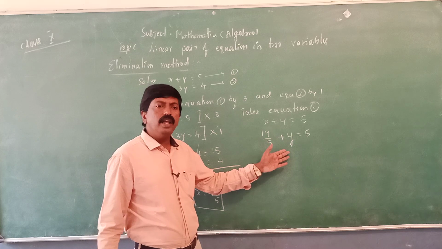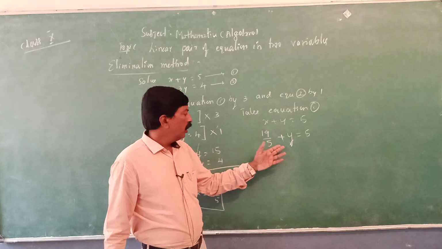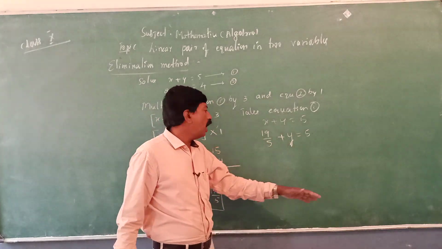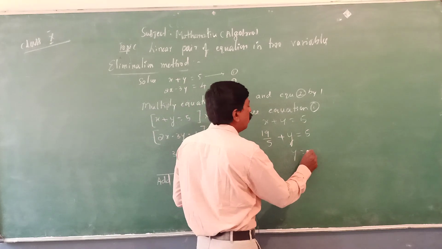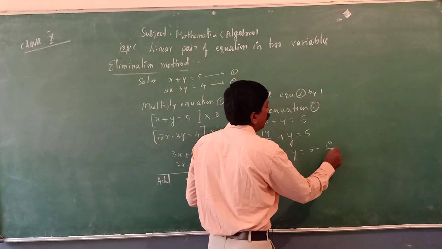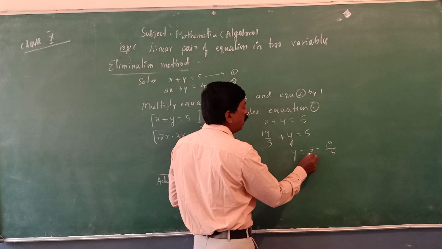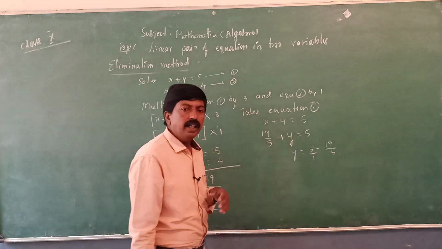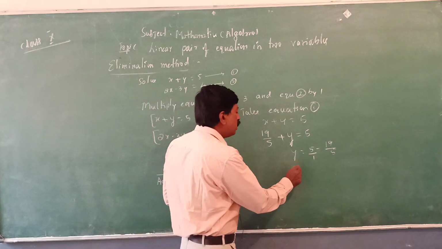Now we got a linear equation with one variable. Transpose 19 by 5 to RHS. So y is equal to 5 minus 19 by 5. Here 5 is there in numerator, denominator it has 1. Now what is the value of y?